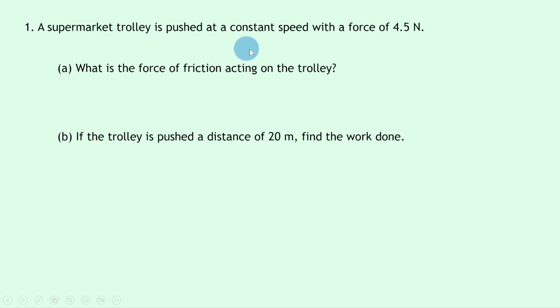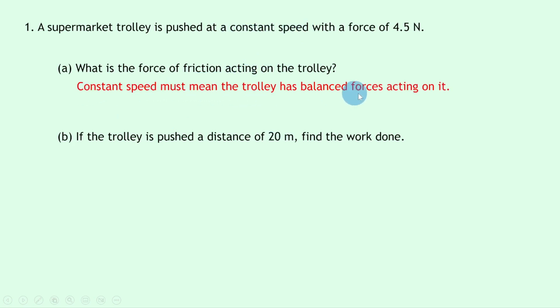So let's get started. Question 1 says a supermarket trolley is pushed at a constant speed with a force of 4.5 newtons. Part A says, what is the force of friction acting on the trolley? Well, the keywords here are constant speed, and that tells us that constant speed must mean the trolley has balanced forces acting on it. So if we've got an applied force of 4.5 newtons, then the frictional force must also be 4.5 newtons.